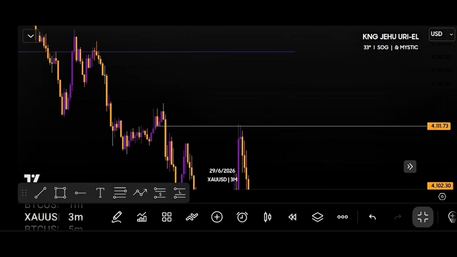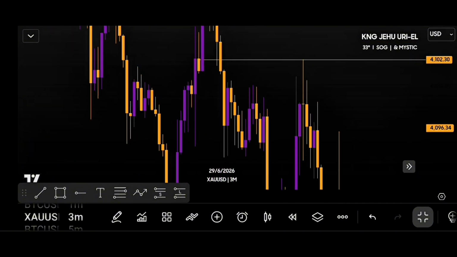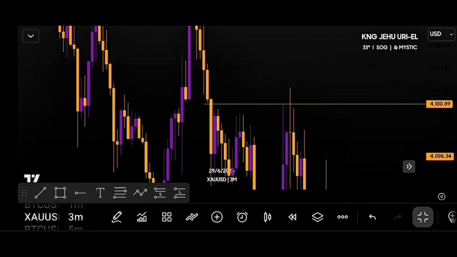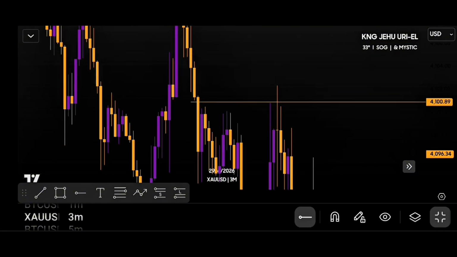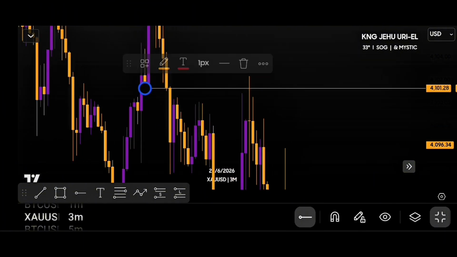So look at the first breaker block I was talking about. You see, sniper sell. After that, price came here again to another breaker block, and then we had another sniper sell.